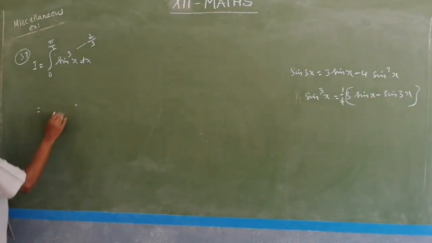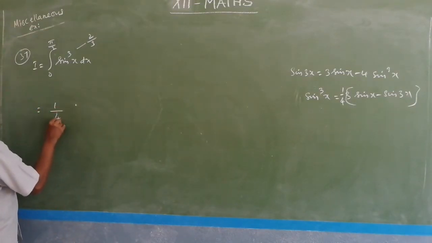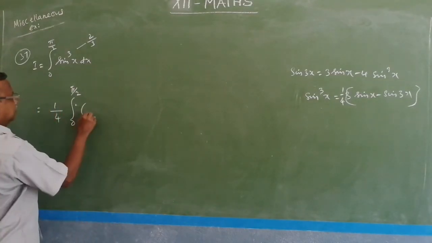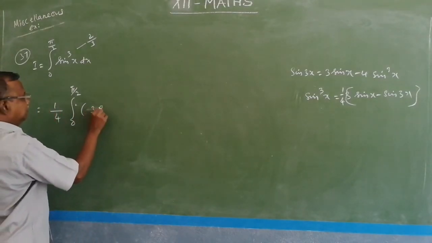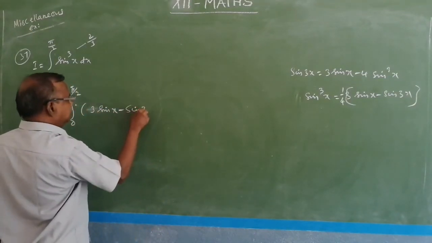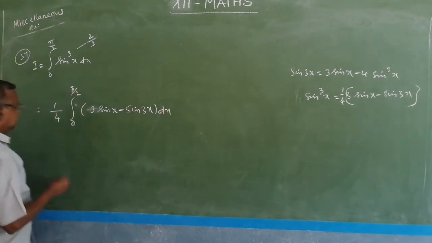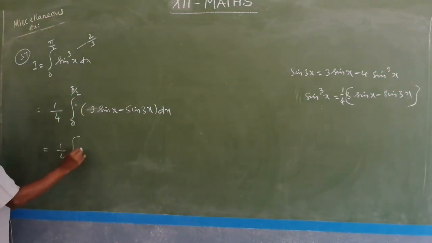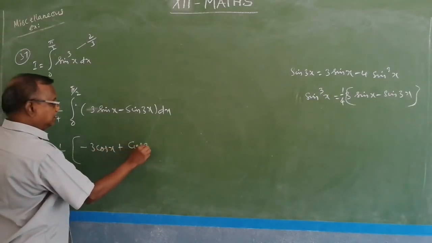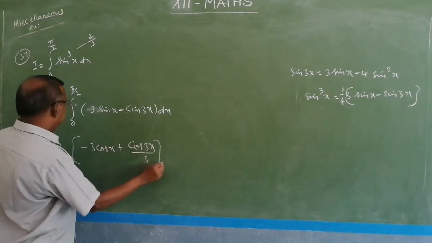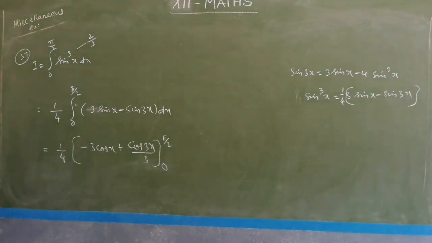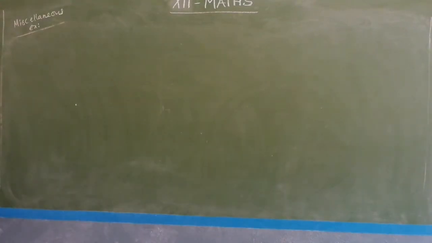So I equal to 1 by 4 integral 0 to pi by 2 of 3 sin x minus sin 3x into dx. This is equal to 1 by 4 into minus 3 cos x plus cos 3x by 3 from 0 to pi by 2. You can substitute the upper limit and the lower limit, and you can get the answer. Question number 38.